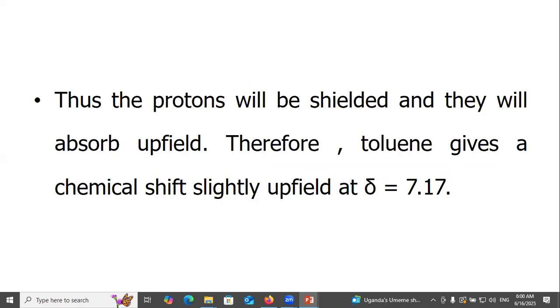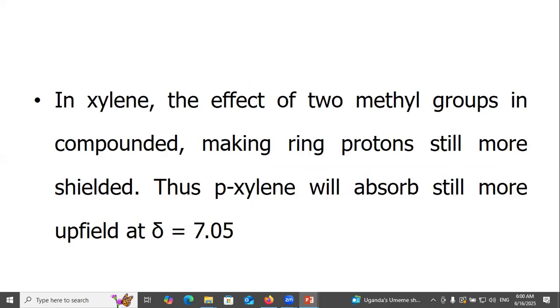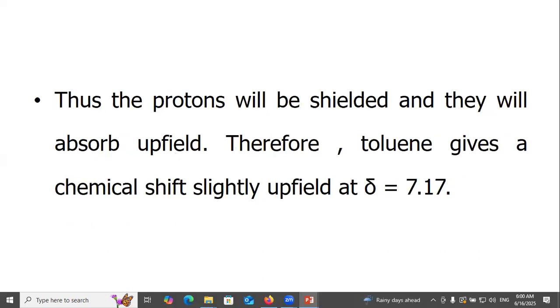Therefore, toluene gives a chemical shift slightly upfield at delta 7.13. In xylene, the effect of two methyl groups is compounded, making ring protons still more shielded. Thus, paraxylene will absorb still more upfield at delta 7.05.